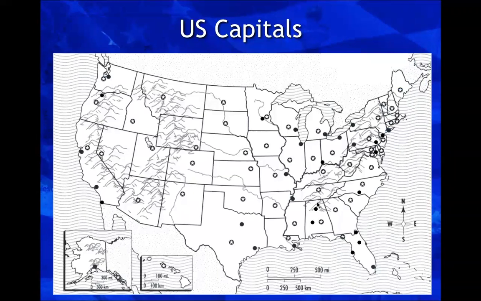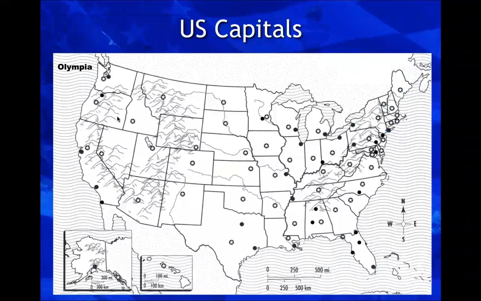Okay, so the dots with the stars in them are capitals. Those are the only ones we're going to worry about right now. Don't worry about the solid black dots. Those are major cities. We'll cover those later. All right, so we're just doing the dots with the stars in them.